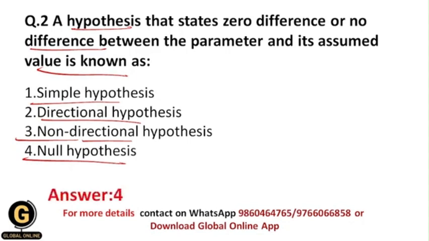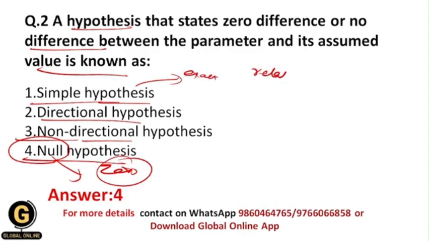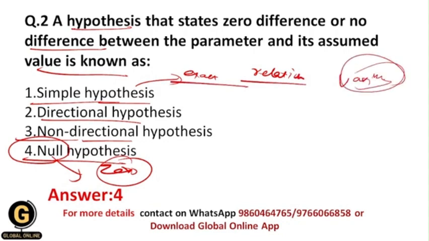So you can familiarize yourself with the word null. The meaning of null itself is zero. Okay, so it means that there is zero difference or zero relationship between the parameter and its assumed value. Okay, what is a simple hypothesis? Basically, a simple hypothesis states the exact relationship between the variables. Whatever relationship already exists between the variables, the exact relationship is going to be stated by the simple hypothesis.